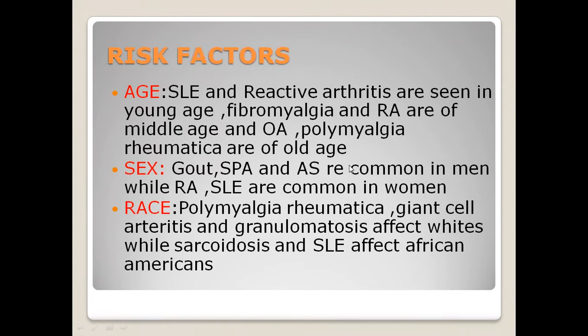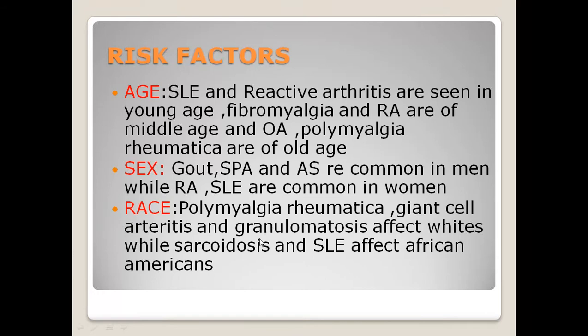Most of the conditions are common in women, whereas conditions like spondyloarthropathies, ankylosing spondylitis, and gout are most common in men. And rheumatoid arthritis and SLE are most common in women, but most of the polyarthritis conditions are common in women. Whereas, most important of all, ankylosing spondylitis has a 9:1 predilection for men to women. This is the one point we should remember. And the race.